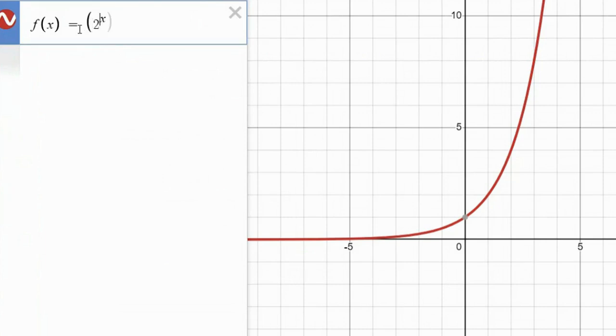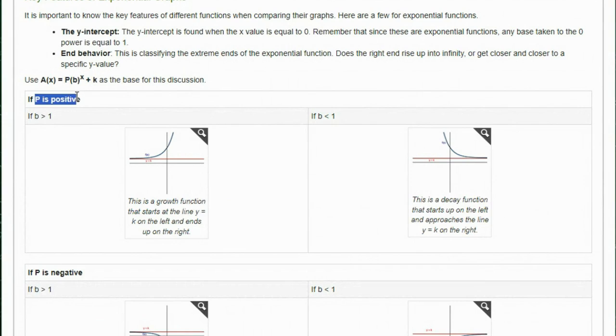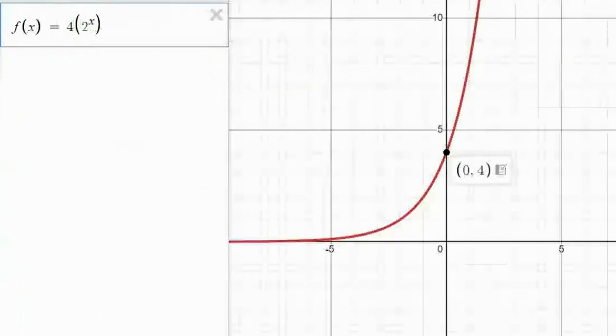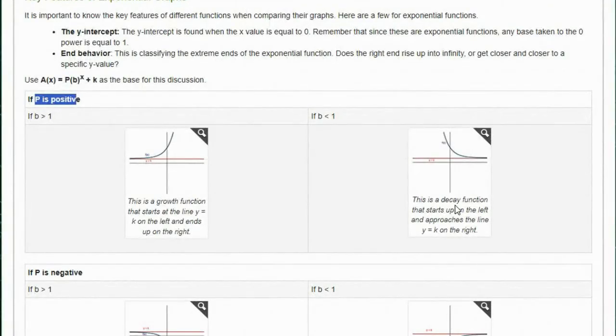Let's give it a coefficient out front. Let's just say we have a coefficient of 4. This is a positive p. Now notice it changed our y-intercept because it multiplied the 1 times 4. This becomes our y-intercept because we know that whenever x is 0, whatever's in parentheses is going to be 1. Doesn't matter what the base is. So the coefficient becomes the new y-intercept. But it's increasing because p is a positive number. And when b is less than 1, we know it's going to be decreasing. If we make that 0.2 instead of 2, it still keeps that y-intercept at 4, but now it's a decreasing function. Okay, so that's a decay function.